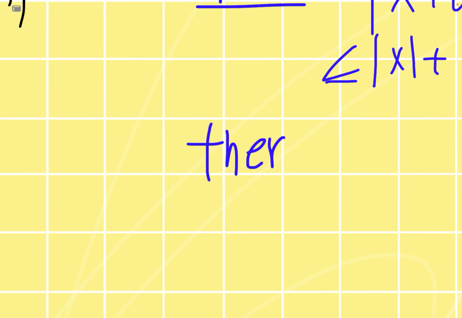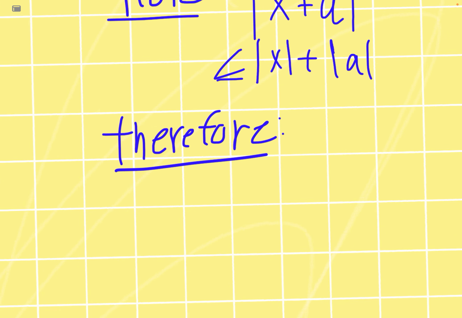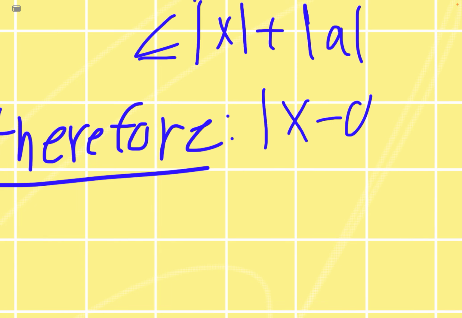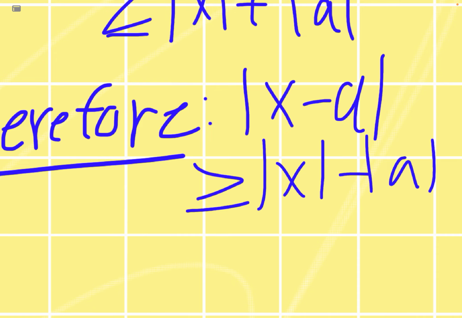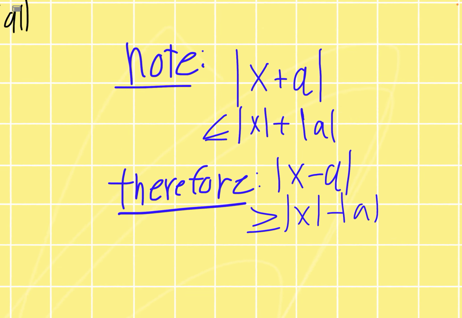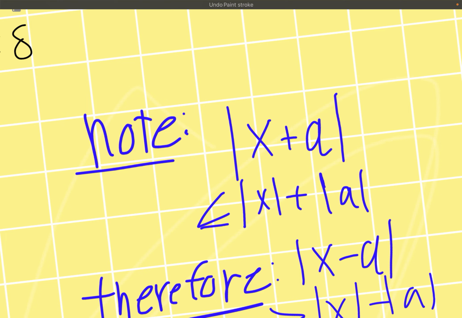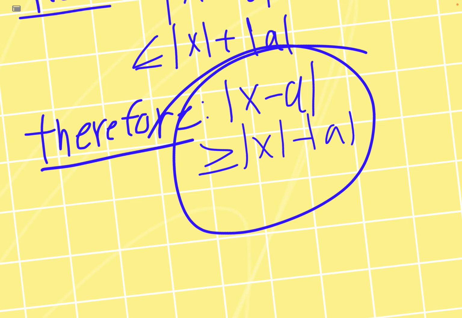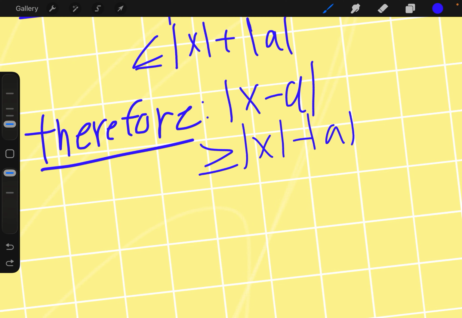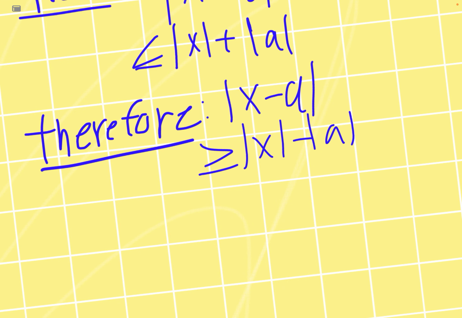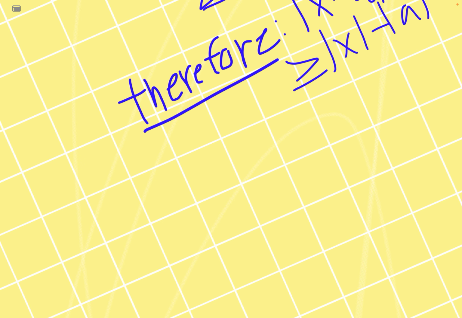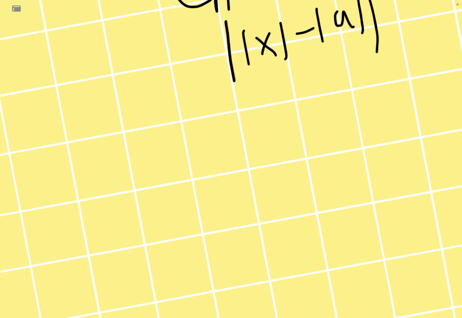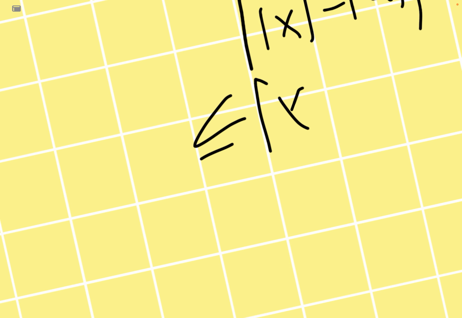So then I'll put, therefore, the absolute value of x minus a is greater than or equal to the absolute value of x minus the absolute value of a. And you'll see, this is called the triangle inequality, and this is called the reverse triangle inequality. So there's a fun fact. And then because of this, we can just do this in reverse. So the inside is less than or equal to the absolute value of x minus a.